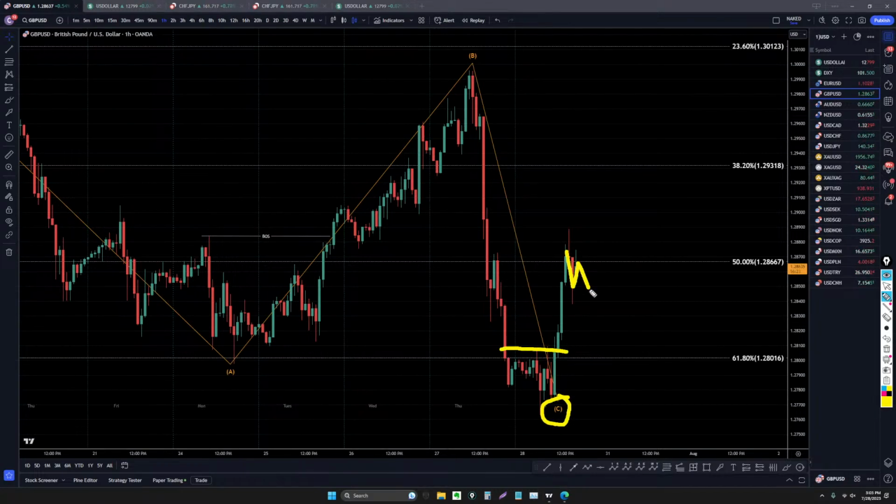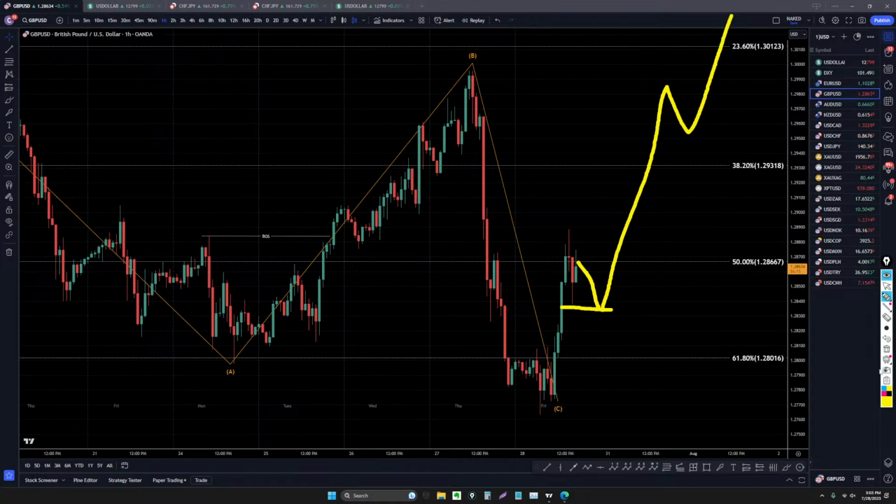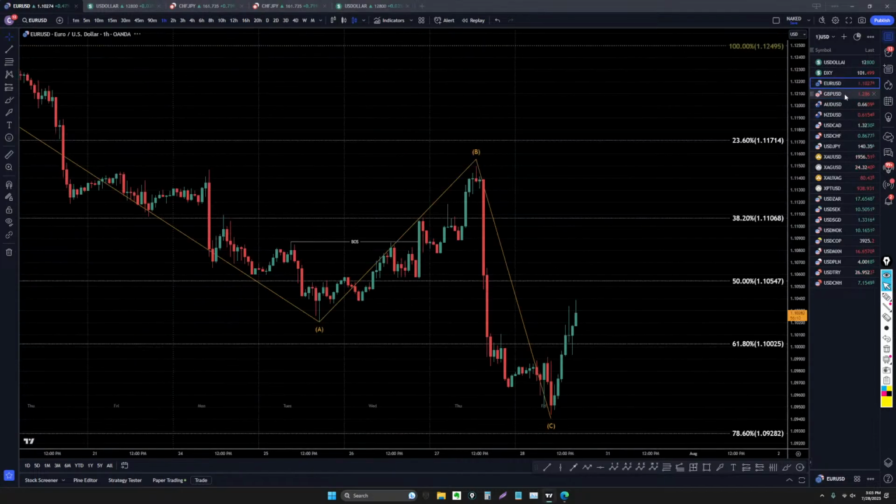I mean, maybe it'll make a more proper ABC correction and then stop. I wouldn't be surprised if it did do that. I mean, go down one more time, stop people out, and then take off this afternoon to the upside. I've definitely seen that before, but it definitely seems to me like it's up.